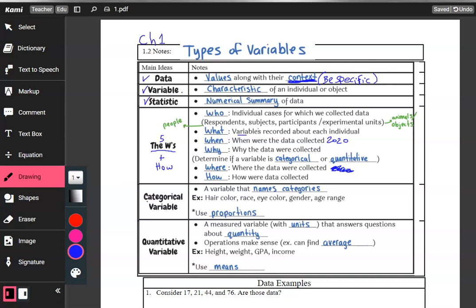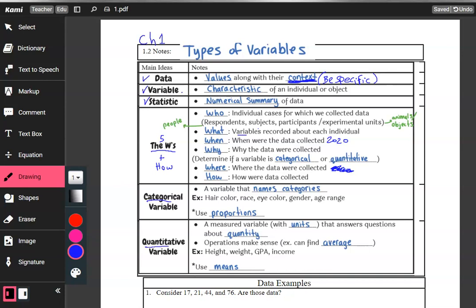A categorical variable, it's in its title. It has to do with categories. So this is a variable that names categories, such as hair color, race, eye color, gender, age range. And when we're working with categorical variables, we talk about proportions.